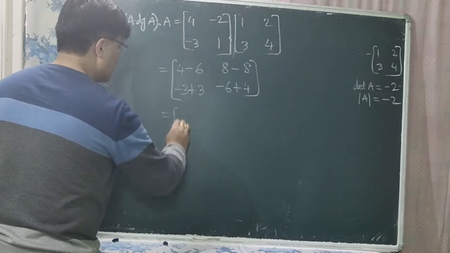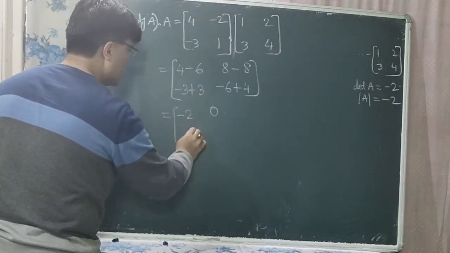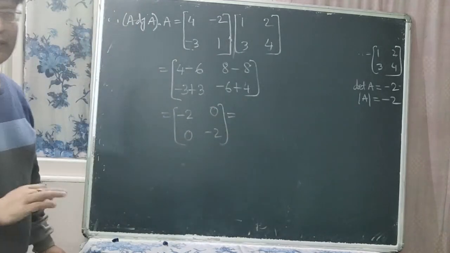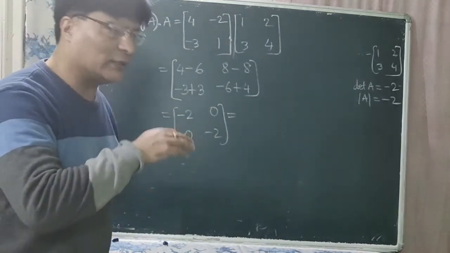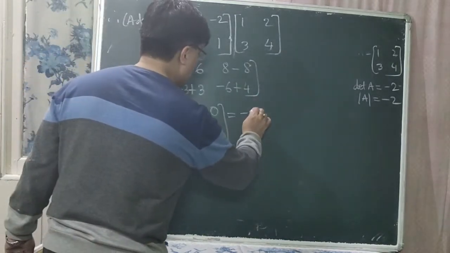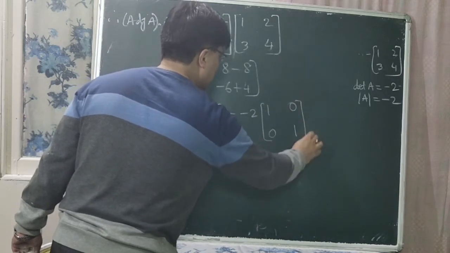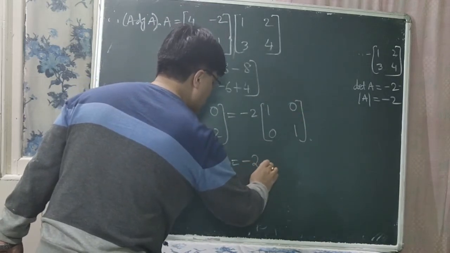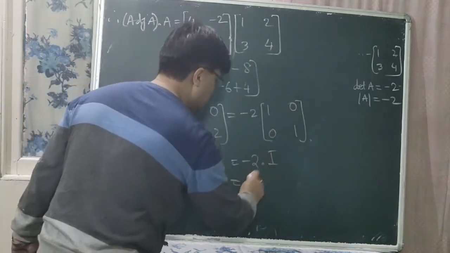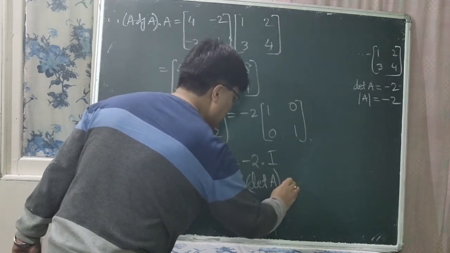So which is equal to, how much is it now? This is minus 2, this is 0, this is also 0, this is also minus 2. So in case of a matrix, throughout the term, you can get a common factor here. So here minus 2 is taken common. What do we get? 1, 0, 0, 1, right? So which is equal to minus 2 dot, this is your I. Actually, what is minus 2? It is det A, or you can write within mod A, that is det A dot I.